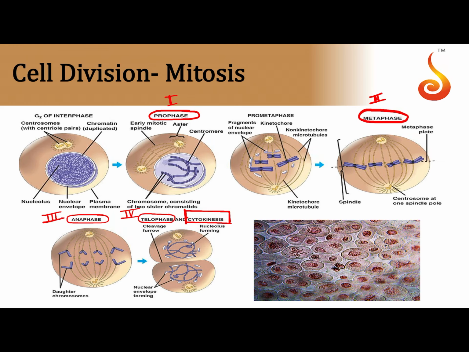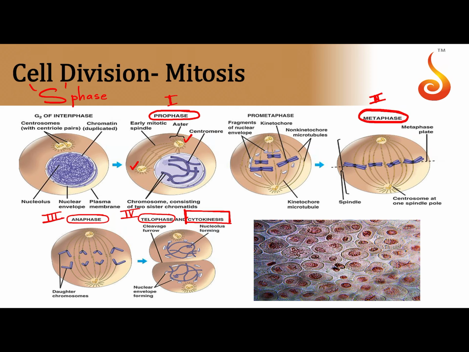So in prophase, you all can see how the centrioles have duplicated and the centrioles are migrating towards the opposite poles, and the early mitotic spindle is also forming. And very importantly, when did the centriole duplication happen? The centriole duplication actually happened in the S phase of interphase.